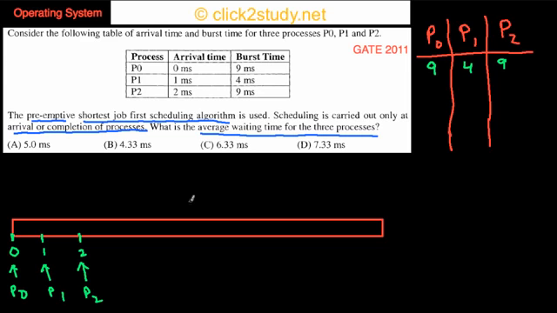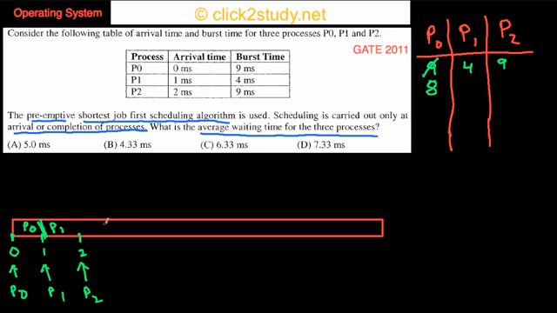So let's start. When P0 comes, that's the only process, so the first process to run must be P0, and after 1 second P1 comes. After 1 second the bursts left for P0 are 8, and P1 needs only 4 bursts. The remaining are 8, so P0 will be preempted, it will be kicked out by P1, and the CPU will be given to P1 from here, like this.